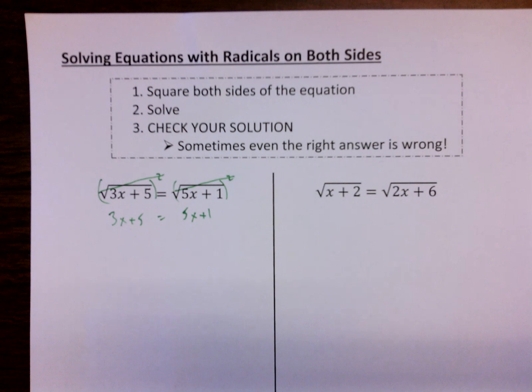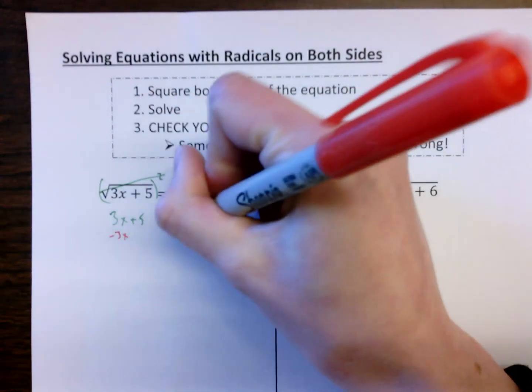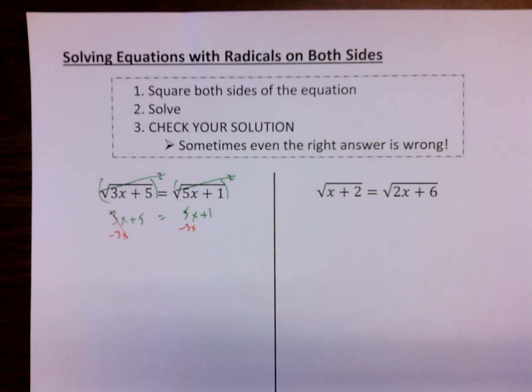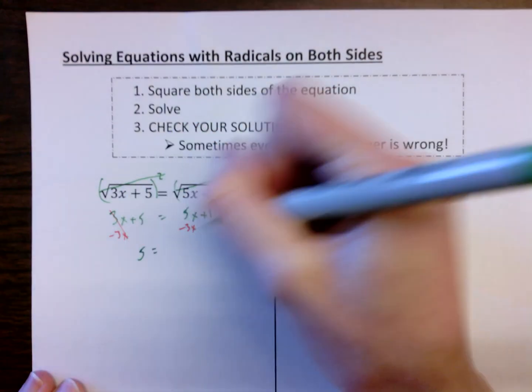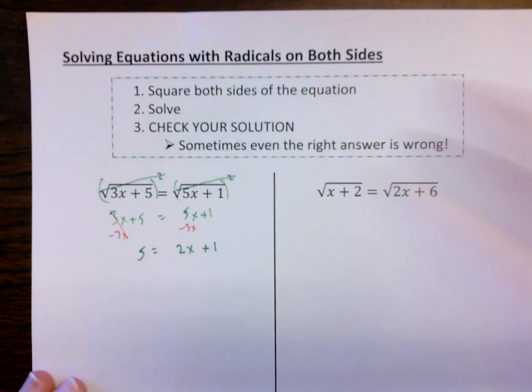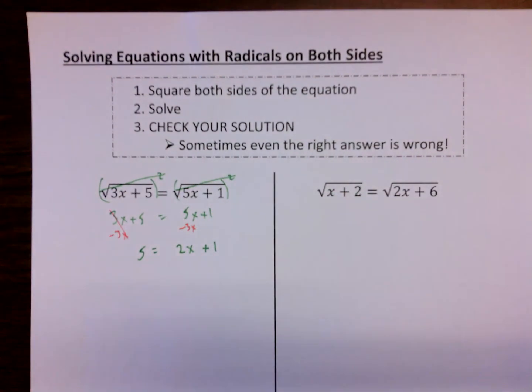So our next step is we want to get all the variables together. So I'm going to subtract 3x from both sides, so those will cancel. All right, that leaves me with a 5 over here. 5x minus 3x is 2x, and then plus 1. We could have also subtracted 5x from both sides. It doesn't matter. It works either way.